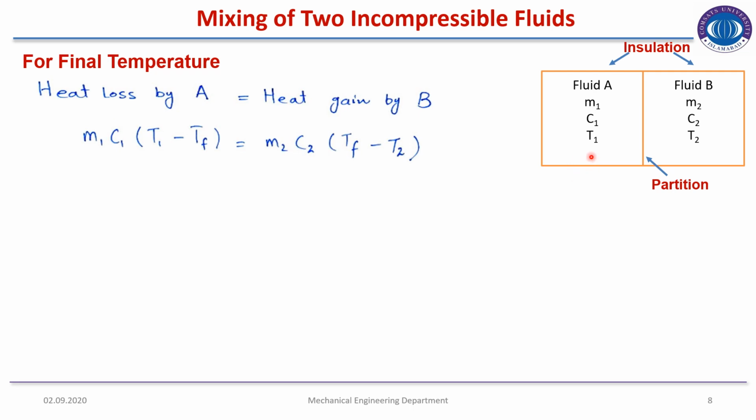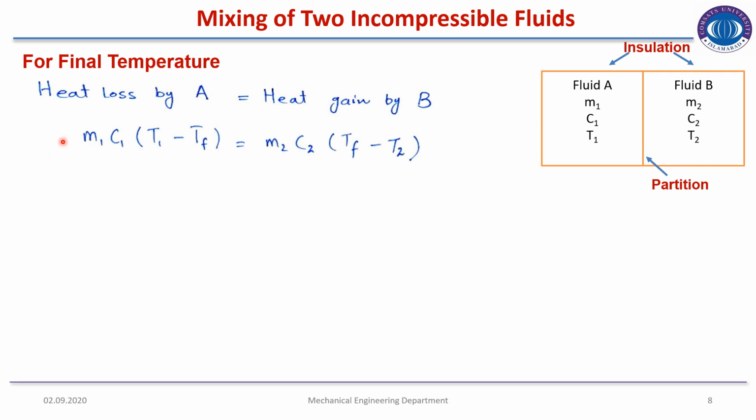T1 is the initial temperature of fluid A and T2 is the initial temperature of fluid B. T1 is greater than T2. Therefore, when both fluids intermix with each other, the final temperature will be somewhere in between T1 and T2. Final temperature will be less than T1 and greater than T2. So here we want to find the final temperature.